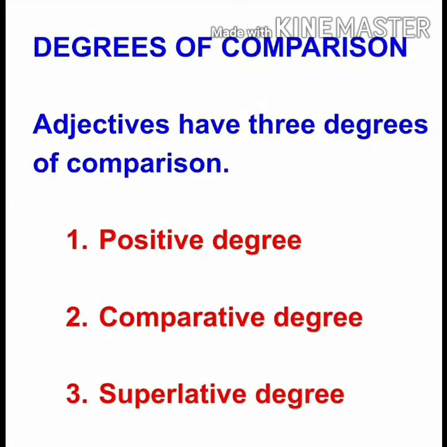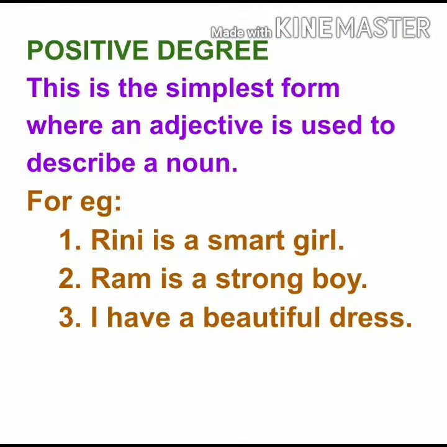Adjectives have 3 degrees of comparison: positive degree, comparative degree, superlative degree. Now let us learn about the 3 degrees of comparison in detail.